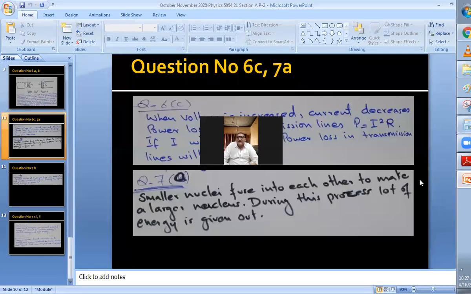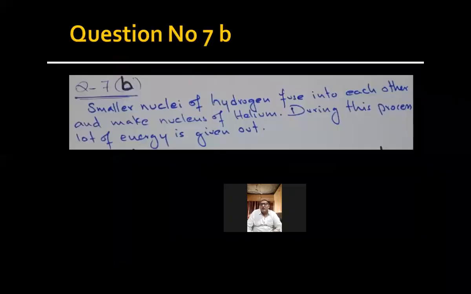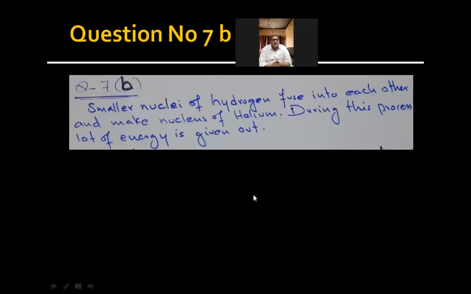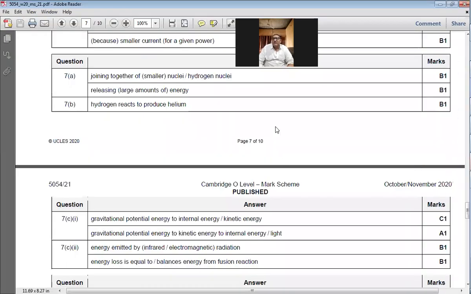So let me read my answer and then we can go on. This is question number 7B part. Smaller nuclei of hydrogen fuse into each other and make the nucleus of helium. During this process, a lot of energy is given out. So this is the nuclear reaction which is happening on the sun. Let me check the marking scheme. It says hydrogen reacts to produce helium. So for question number 7 B part, we have checked the marking scheme.